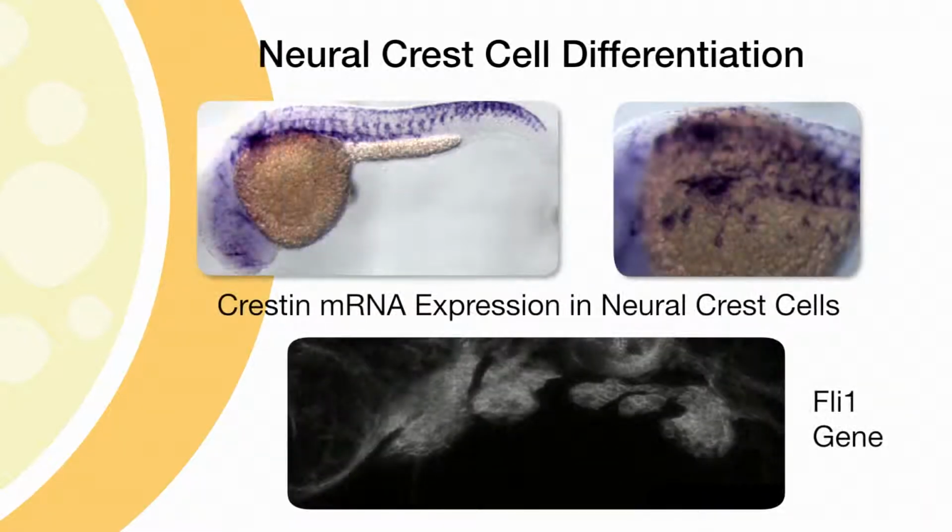Here is an in situ hybridization for a gene called crestin, found to be differentially expressed in neural crest cells of the zebrafish embryo. From its head, going all the way down to its tail, you see purple expression. Those are all individual neural crest cells expressing this particular gene called crestin.